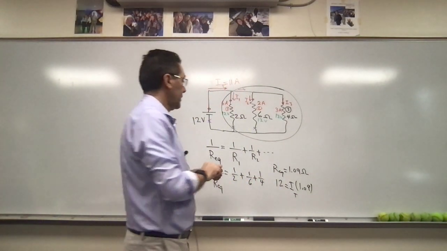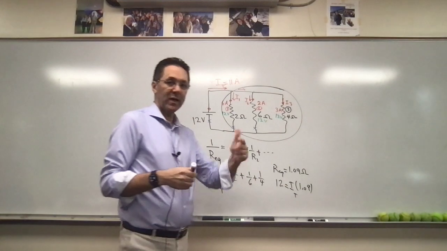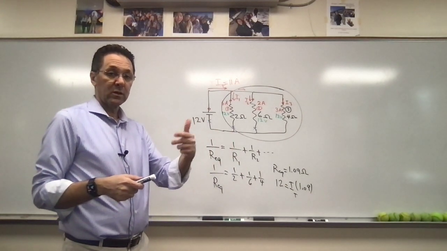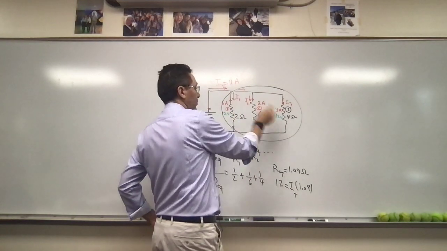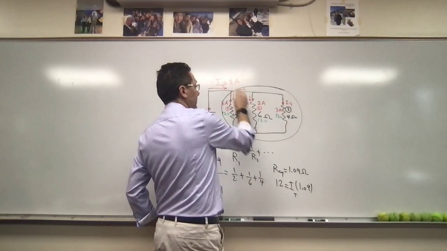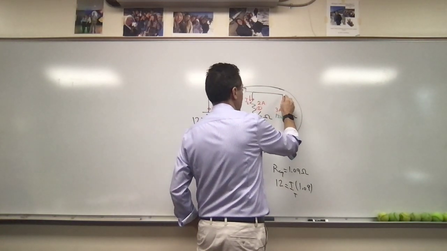Well, in series circuits, as we add resistors, the current drops. In parallel circuits, you notice that it was 8 before I added this one. Now it's 11 after I added this one. It's a very simple concept.